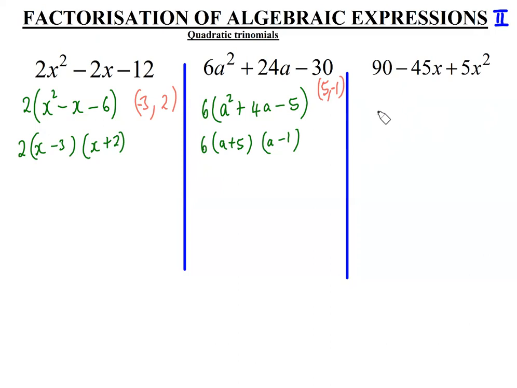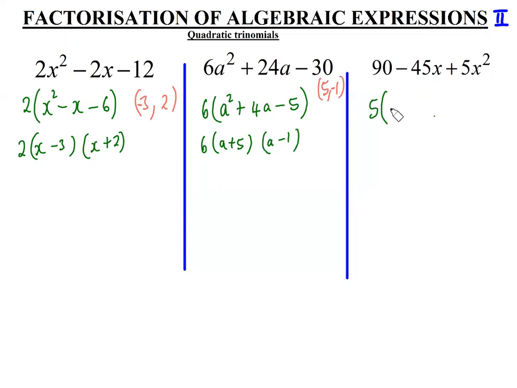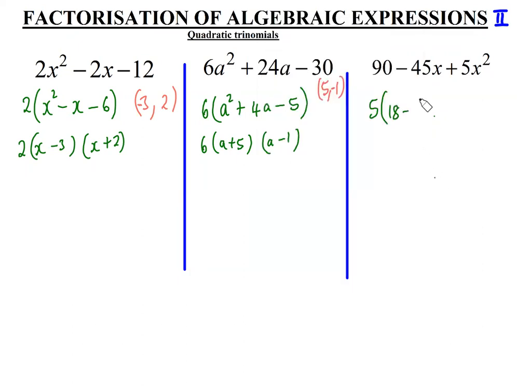Okay, now let's look at this and see. We take out 5 outside. Then we are left with 5. So here, if we say 90 divided by 5, we get 18. So we are having 18 here minus, then what is it? We have got 45. 45 divided by 5, we get 9. So it's going to be minus 9x, then plus x squared.